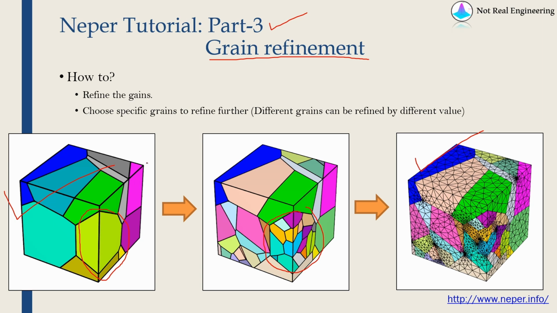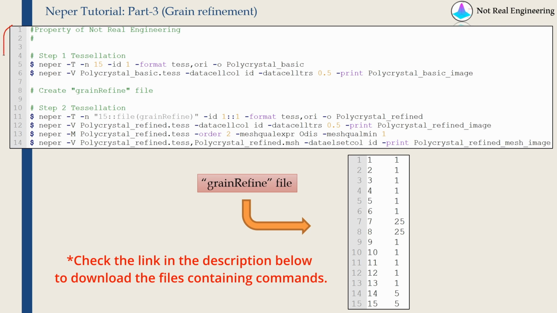Now the important part is, while doing this refinement, we are going to choose which specific grains we want to refine. We will not just refine all the grains, and also different grains can be refined by different values. Now this single grain over here consists of 25 individual grains. Similarly, this grain also I am refining into 25 grains, but not necessarily do you have to refine all the grains by 25. You can choose this grain, maybe you can refine it by 10 times.